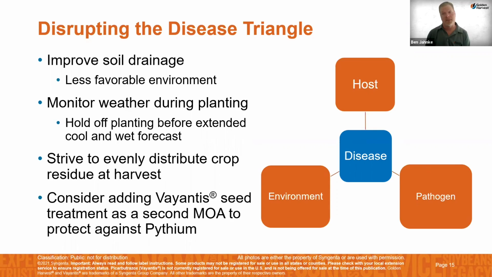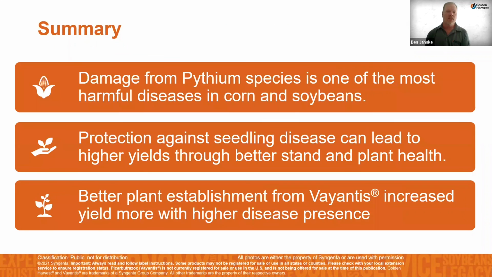So just to summarize, damage from Pythium species is one of the most harmful diseases in corn and soybeans. Protecting our young seedlings can lead to higher yields through better stand uniformity and plant health. We saw better plant establishment from Viantis and increased yields where higher disease presence was observed.